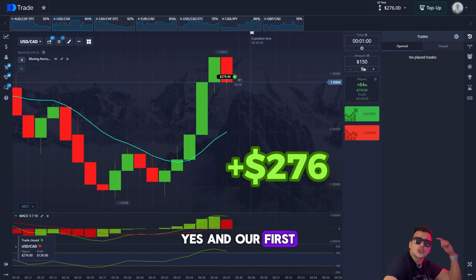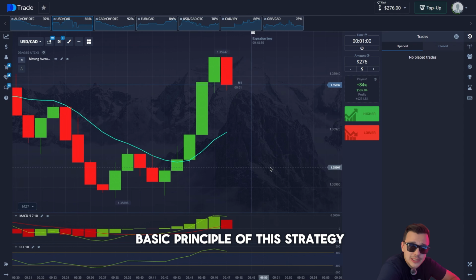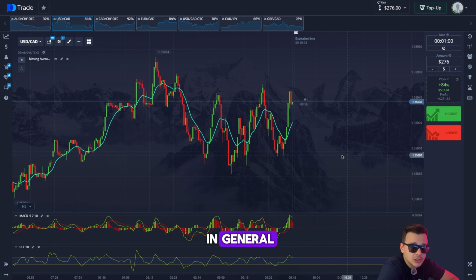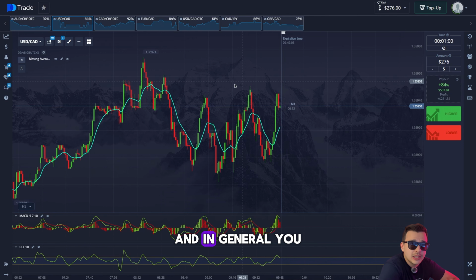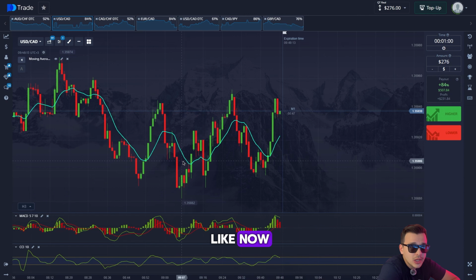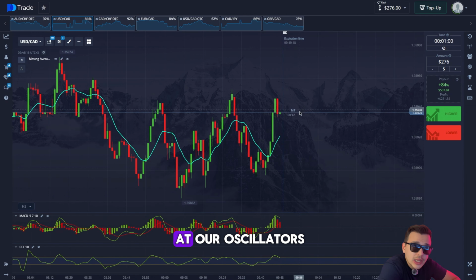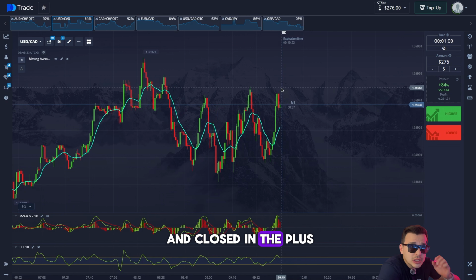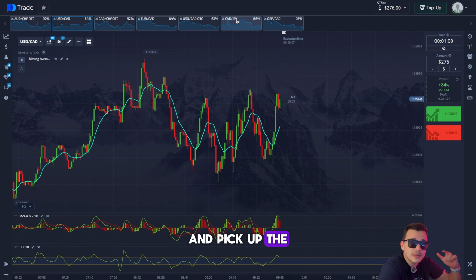And our first trade is easily closed in plus. In addition to the basic principle of this strategy, here we can also focus on our oscillators in general, and include a little knowledge of technical analysis. Like now, we didn't touch the moving average at all. We only looked at our oscillators, found a good touch point, opened a trade and closed in the plus, as you see. Nothing complicated. Let's continue trading and pick up the next currency pair.